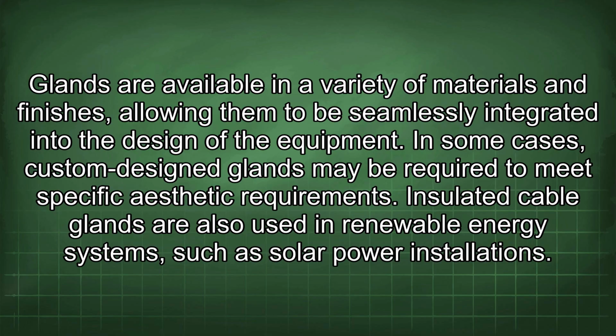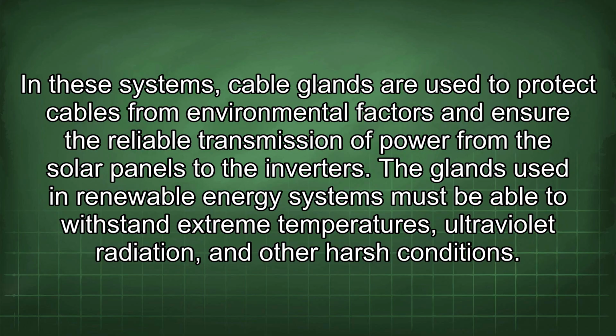Insulated cable glands are also used in renewable energy systems, such as solar power installations. In these systems, cable glands are used to protect cables from environmental factors and ensure the reliable transmission of power from the solar panels to the inverters. The glands used in renewable energy systems must be able to withstand extreme temperatures, ultraviolet radiation, and other harsh conditions.